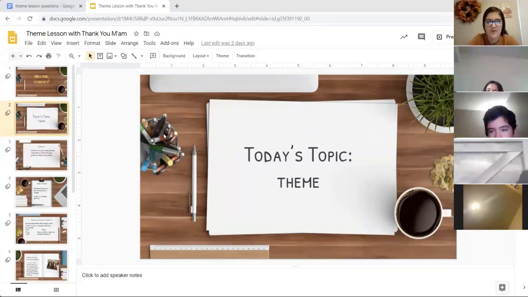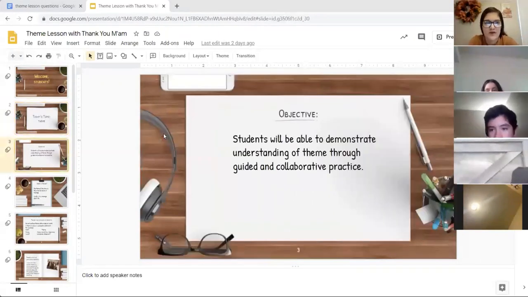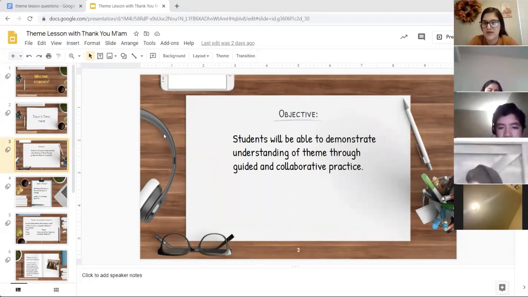Good, perfect. All right, so our objective today is that you guys will be able to demonstrate that you understand theme through guided and collaborative practice. So you're gonna work together in breakout rooms for maybe like 3 minutes, and then you're gonna have your written response, okay? So you're gonna demonstrate that you understand theme through these activities. So that's why I need your responses on the Google Doc.